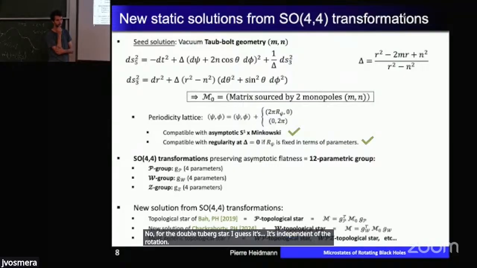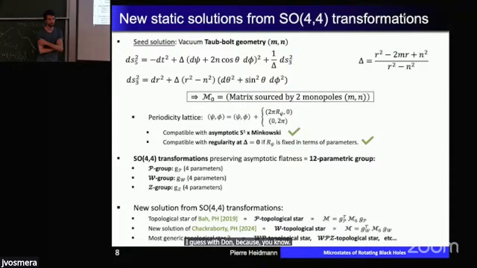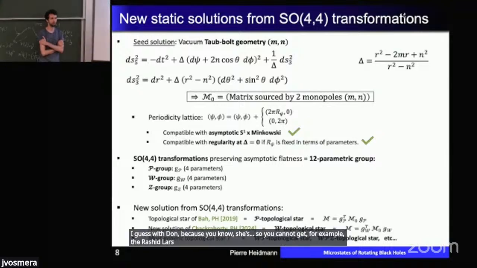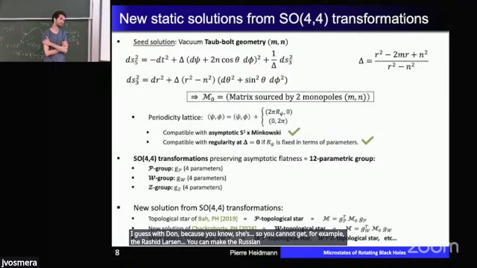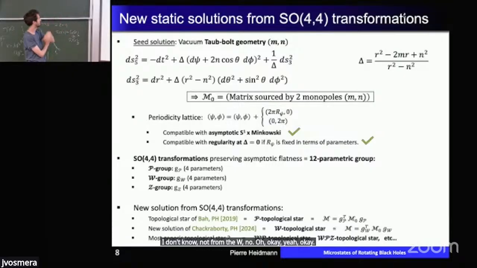I guess you don't, because you have the Rashid. So you cannot get, for example, the Rashid Larson. You can get the Rashid Larson from these techniques, from the double transformation. I don't know, not from the W, no, but from other, like Z or whatever.